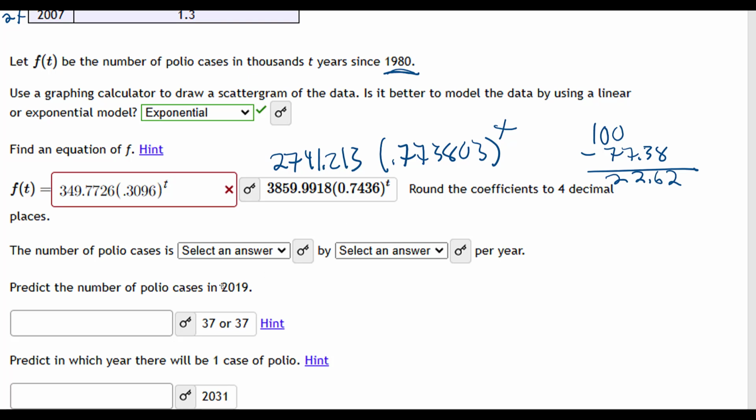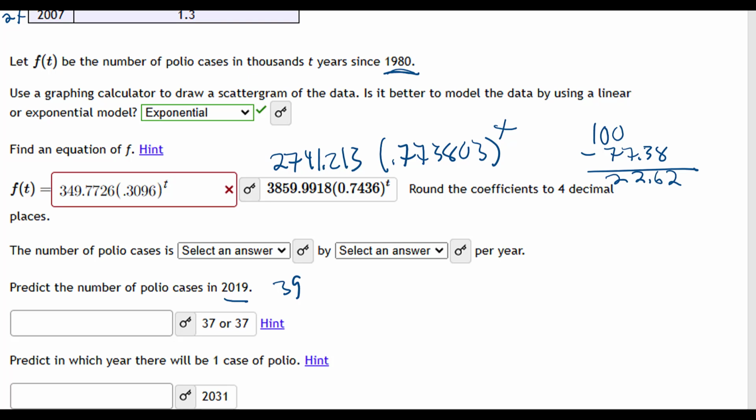Okay, so then it says predict the number of polio cases in 2019. So this would be how many years after 1980? So that would be 39. Is that the problem? Did I make it? Oh, is this 2019? That's correct. Yeah, that's correct.